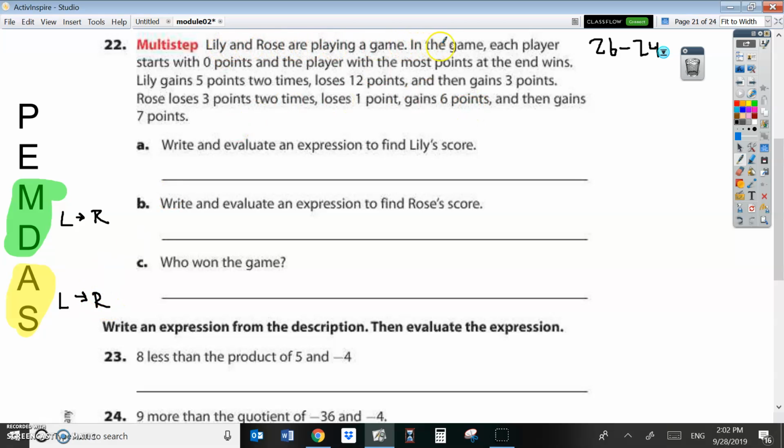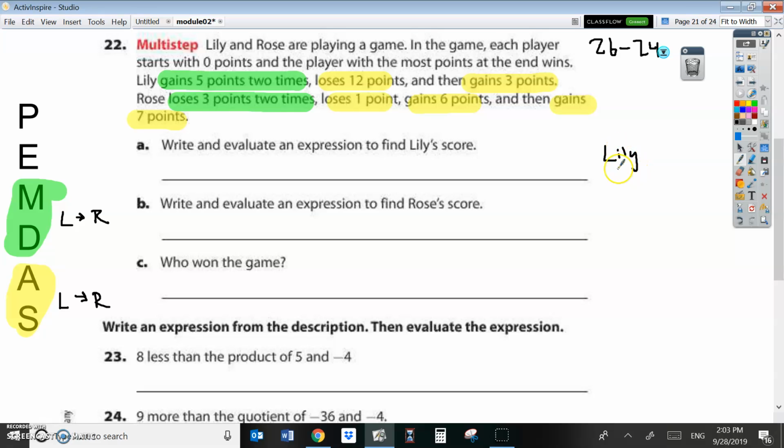Lily and Rose are playing a game. In the game, each player starts with 0 points, and the player with the most points at the end wins. Lily gains 5 points 2 times, so there's some multiplication for Lily. She loses 12 points, and then gains 3 points. And then Rose loses 3 points 2 times, loses 1, gains 6, gains 7.